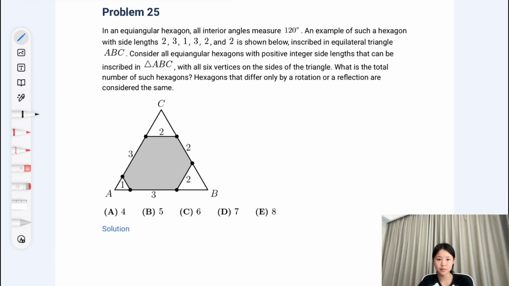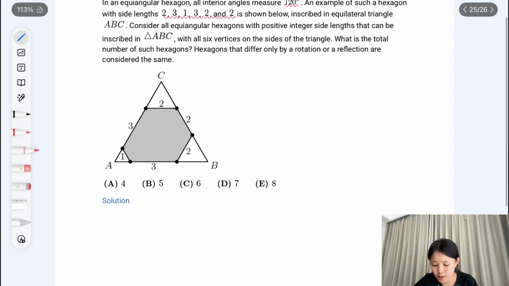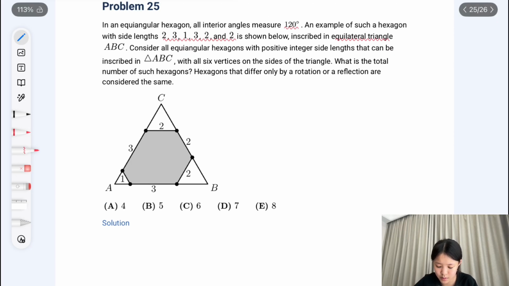Okay, so problem 25. This is one of the harder problems in this problem set, as it's the last one. But it tells us that in an equal angular hexagon, all interior angles measure 120. An example of such a hexagon is the one shown below, with the side lengths of 2, 3, 1, 3, 2, and 2. And this is inscribed in an equilateral triangle, ABC. Consider all equal angular hexagons with positive interior sides that can be inscribed in ABC, with all 6 vertices on the side of the triangle. What is the total number of such hexagons? And they cannot only differ by rotation or reflection.